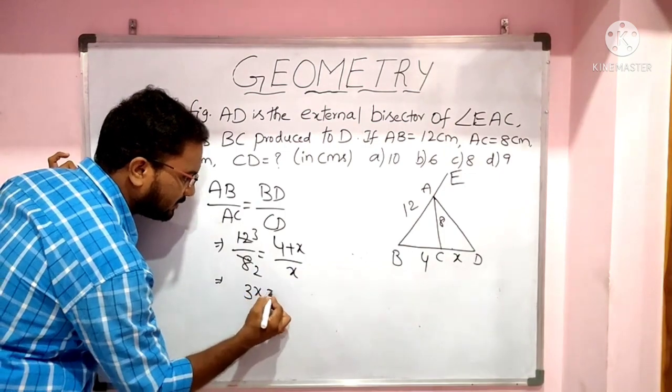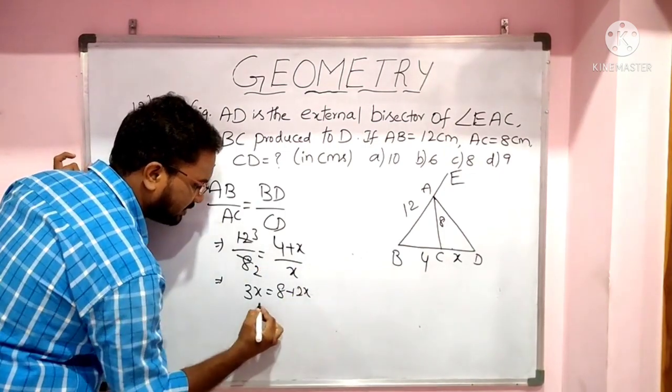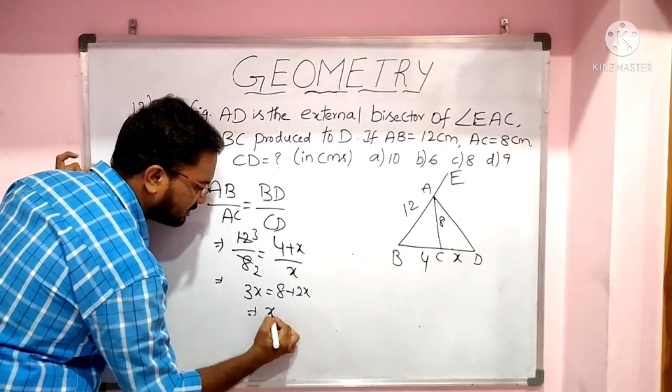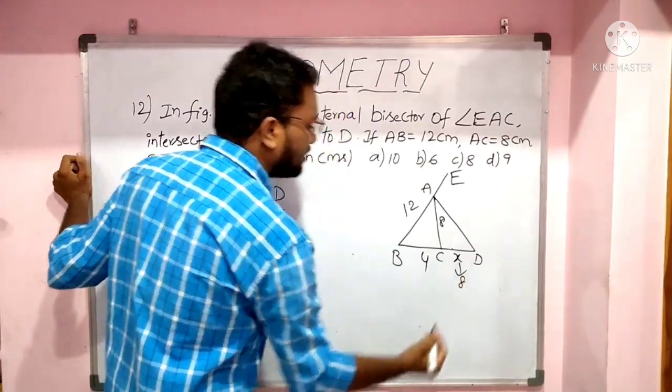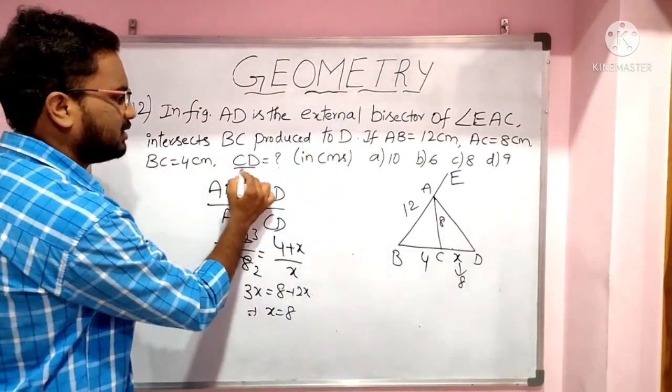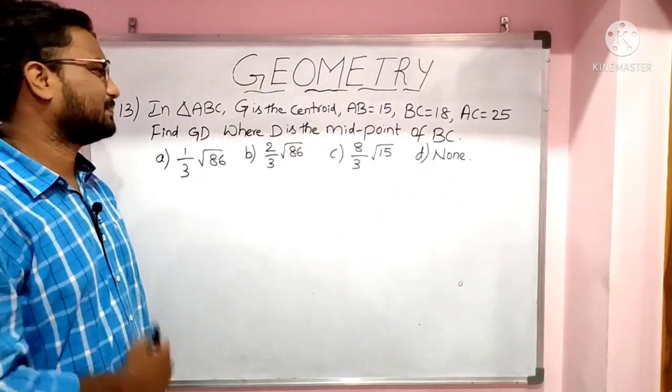3X equals 2 fours, which are 8, plus 2X. So 3X minus 2X, X equals 8. So X means CD, so this value is 8. So the answer: we need to find CD, and the CD value is 8. Next problem.